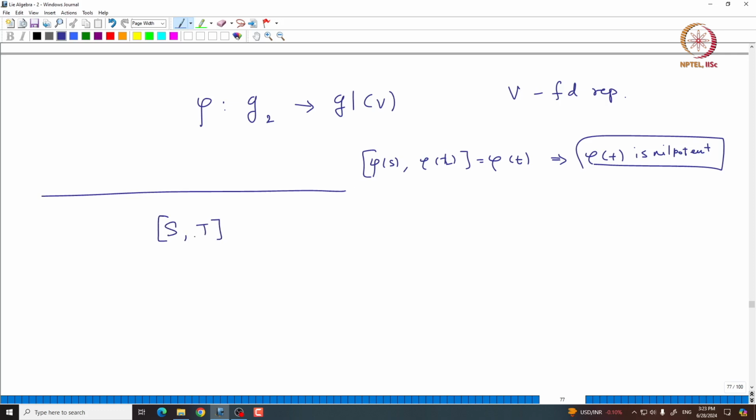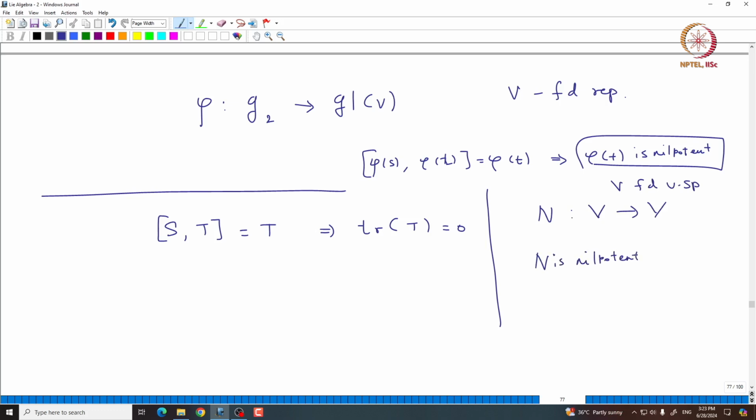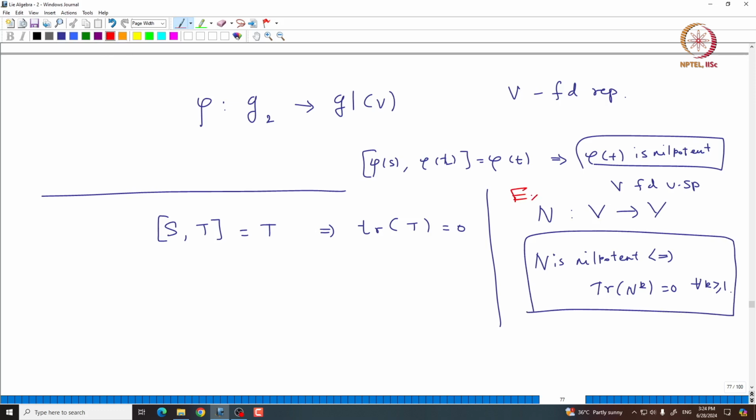If [S, T] is equal to T, then that would imply that trace of T must be 0. So, there is a trace criterion. Suppose you have an operator N acting on a finite dimensional vector space V, then N is nilpotent if and only if trace of N power k is 0 for all k greater than or equal to 1. One can prove this using the Vandermonde matrix. The determinant of the Vandermonde matrix has a specific form, and using that, one can prove this characterization. I will leave it as an exercise. This is a somewhat standard result. Again, this works over any field, but we are assuming the complex numbers, so we do not need to worry about the field.